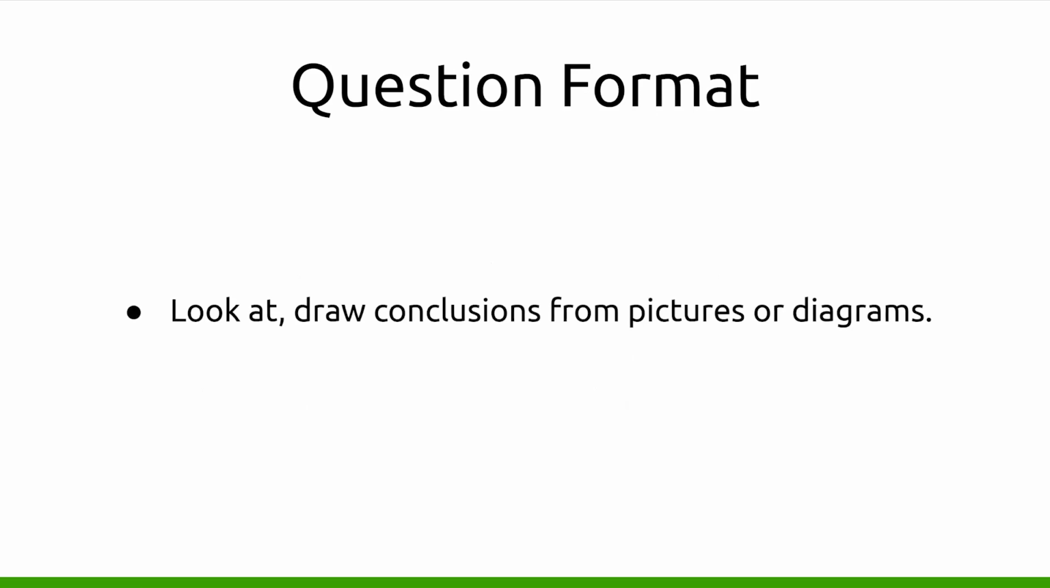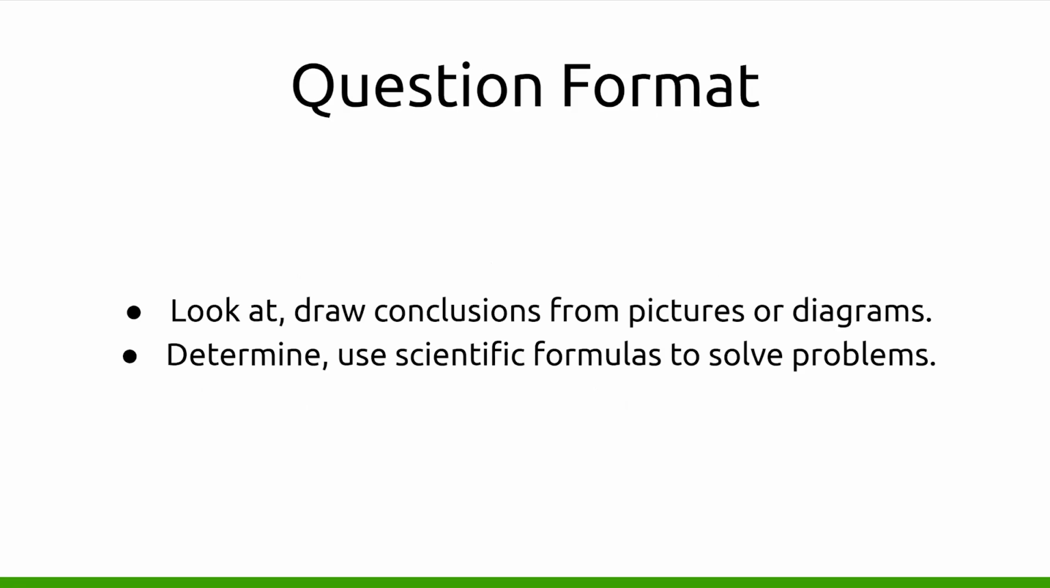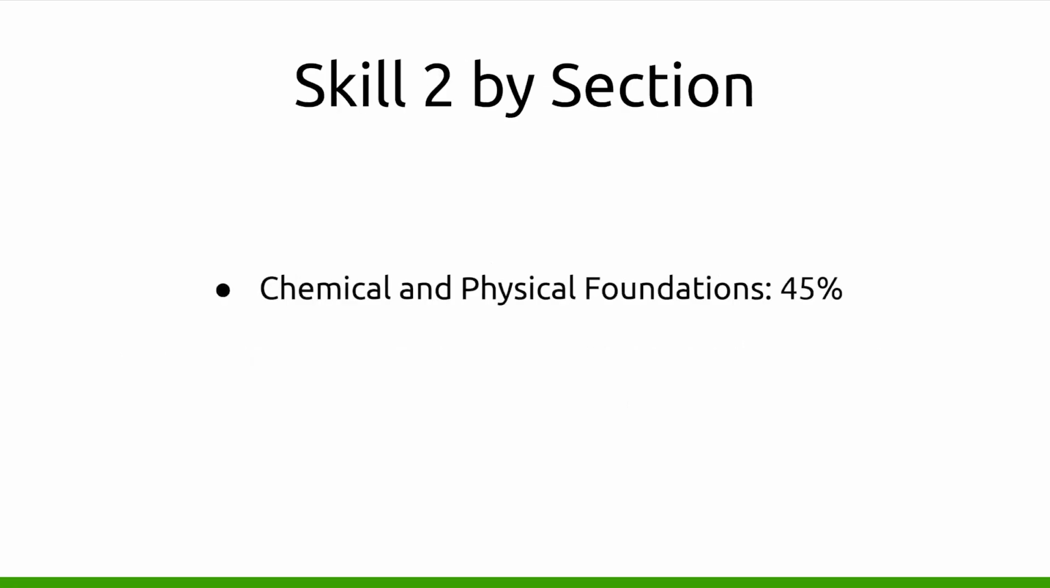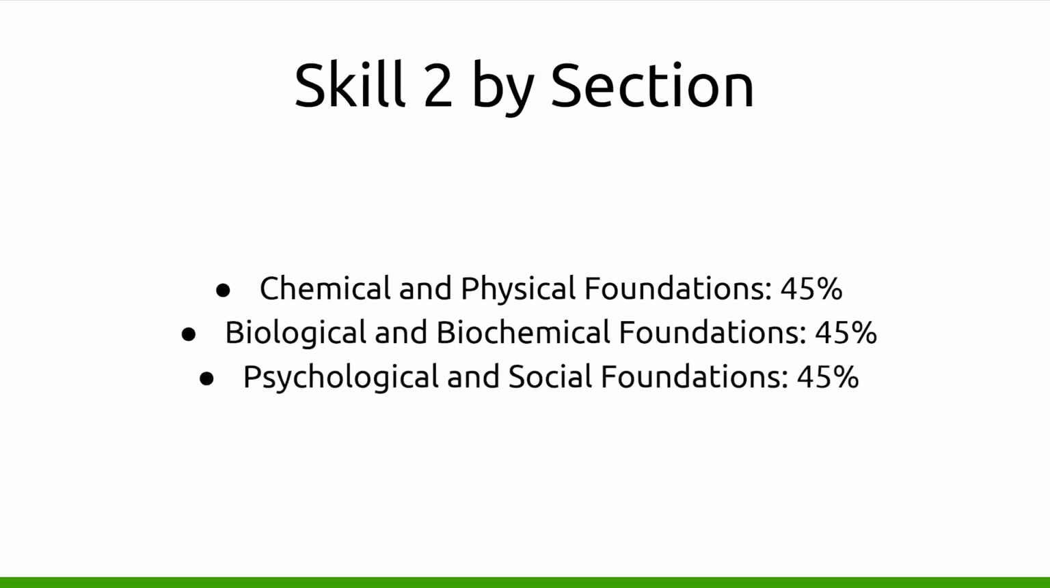The way those questions are going to be formatted, you're going to be drawing conclusions from pictures or diagrams, also using formulas to solve problems, and figuring out which formula is needed to solve the problem. This is the most common type of question that you will see on any of the sections. Within 45%, again within 5%, so 40 to 50% of the Chem Phys, Biochem, and Psych-Soc sections will all be based on your assessment of skill number 2.